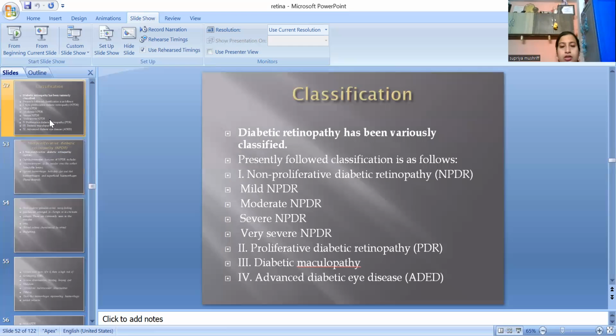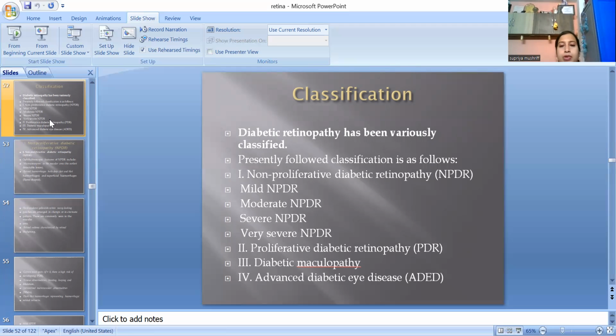Now, diabetic retinopathy has been variously classified. The presently followed classification is as follows. First is NPDR, non-proliferative diabetic retinopathy, which is divided into mild NPDR, moderate NPDR, severe NPDR, and very severe NPDR. Then comes proliferative diabetic retinopathy, then diabetic maculopathy, and fourth is ADED, that is advanced diabetic eye disease.